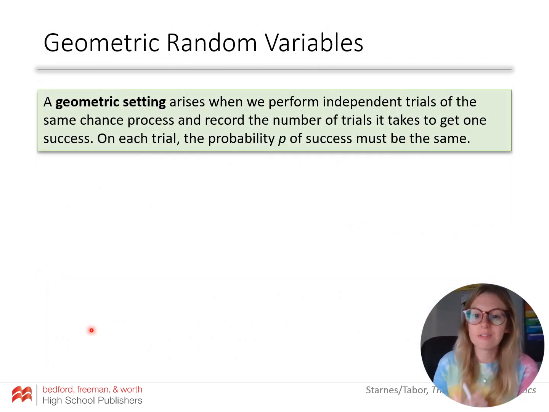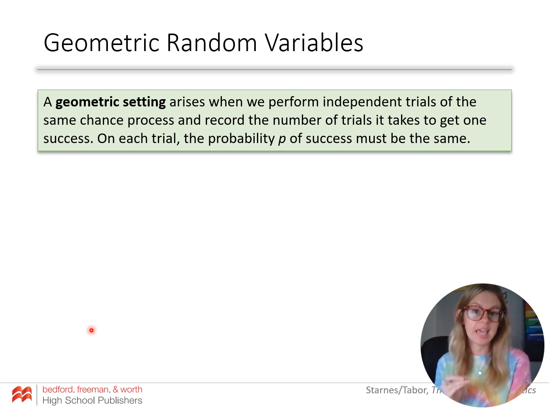All right, that was a lot for binomial because it's got a lot of things to keep in mind. Geometric, we're going to go way faster. A geometric setting arises when we perform independent trials of the same chance process and record the number of trials it takes to get one success. So remember back in binomial, we were just getting a certain amount of trials. We were just going to see how many we could get out of a fixed set. A geometric setting is how many times do I have to do it? How many trials do I need until I get the result?